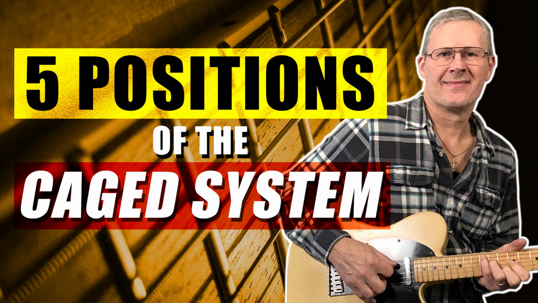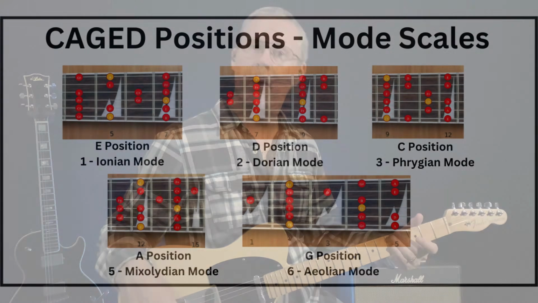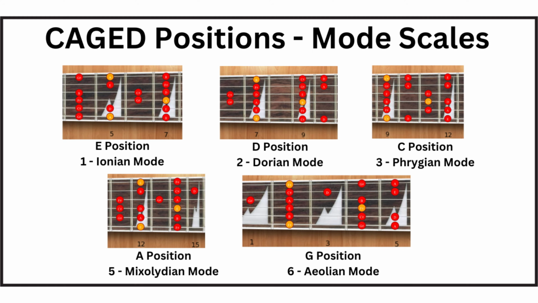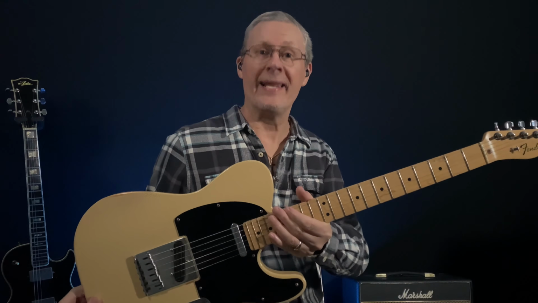In this lesson, I'm going to start with the G shape of the CAGED system and show you a simple way to identify and play each chord of the key we are in. Also, I'm going to show you the mode scale pattern that you can use to start improvising over each chord. So grab your guitar and let's get into it.